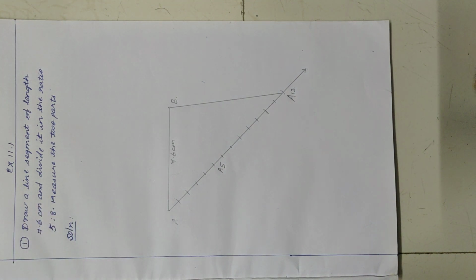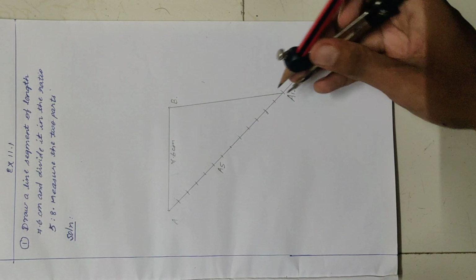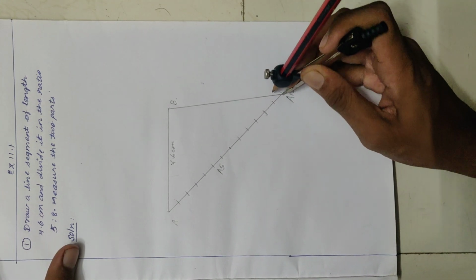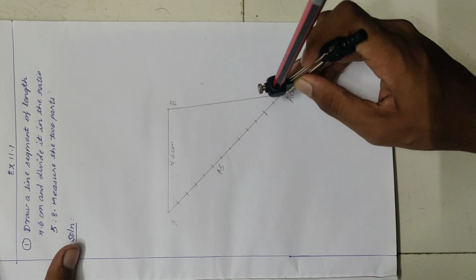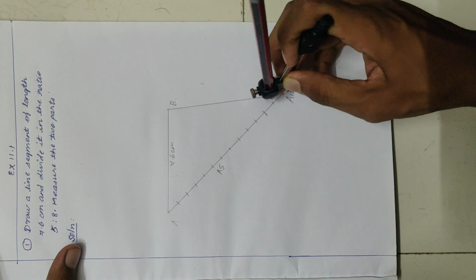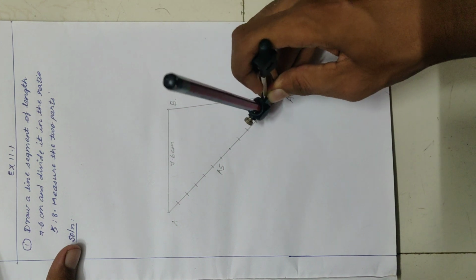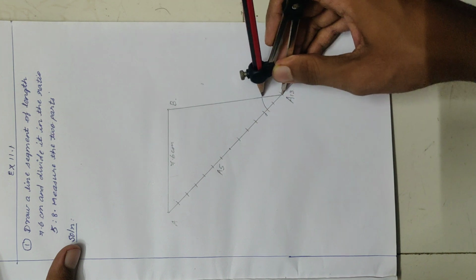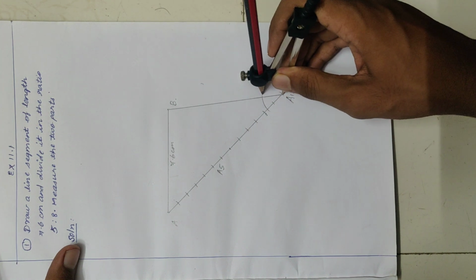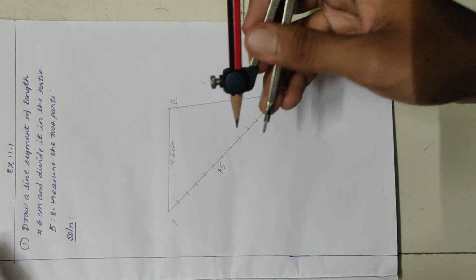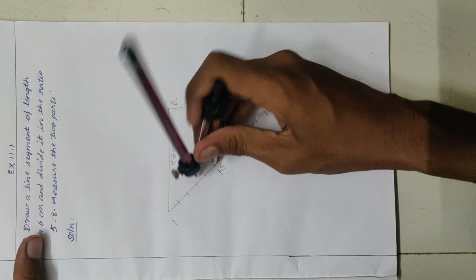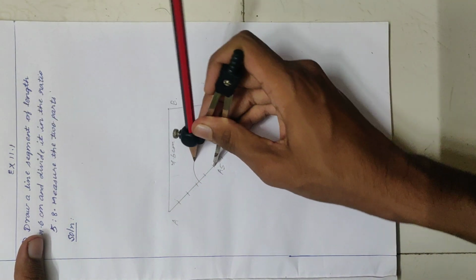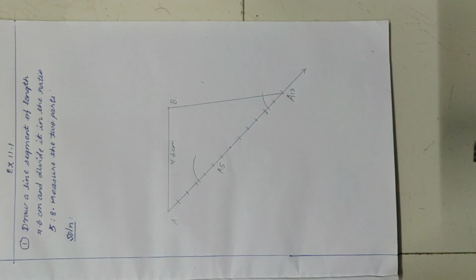So now how to draw a parallel line? From A13 you can take the same arc length or any other arc length. So I'll take a little bigger arc length for convenience. So I'm taking this arc and I'm just drawing like this. With the same measurement, you have to again draw from A5. You can see here, you have to do the same thing here also.